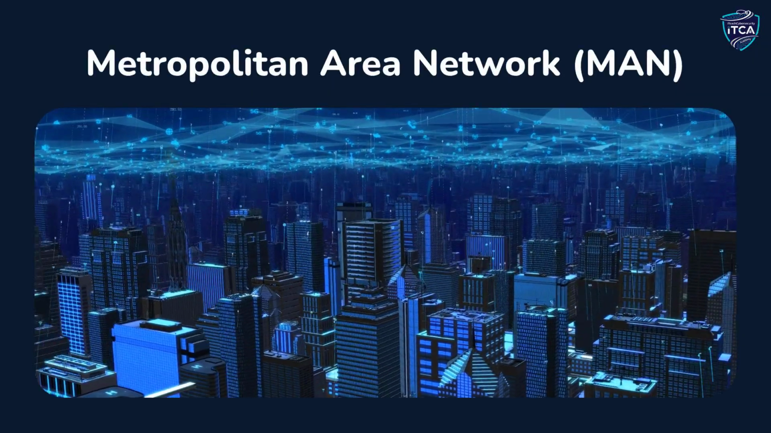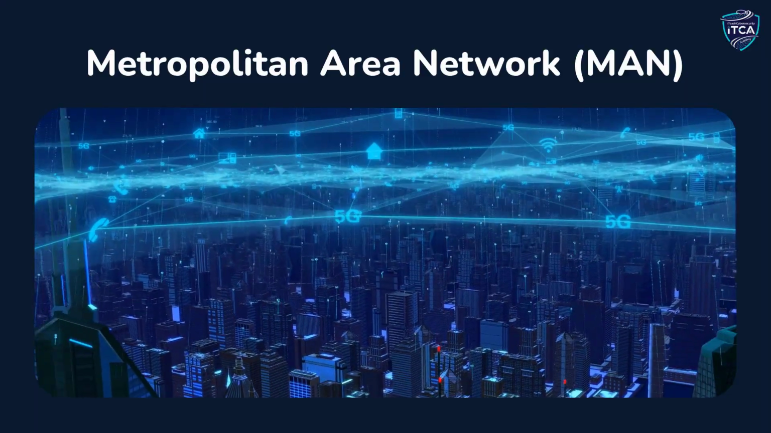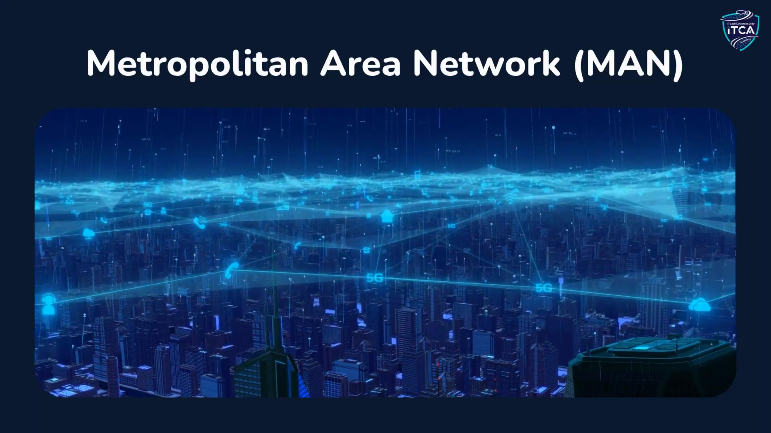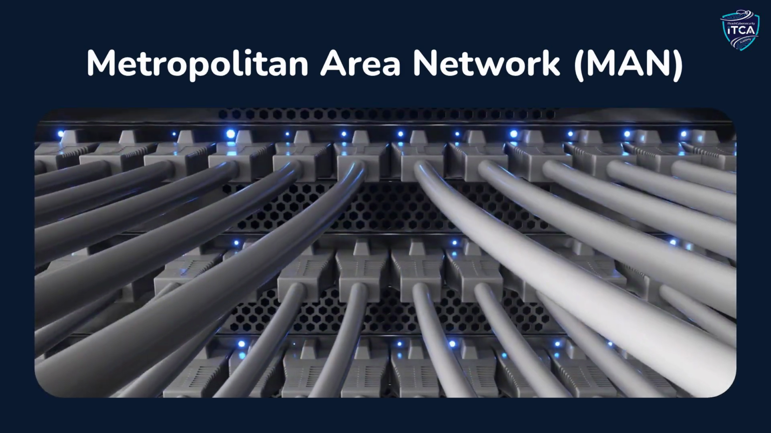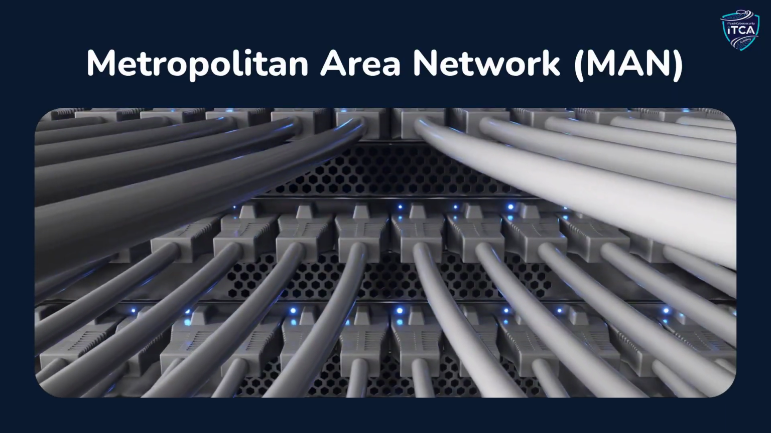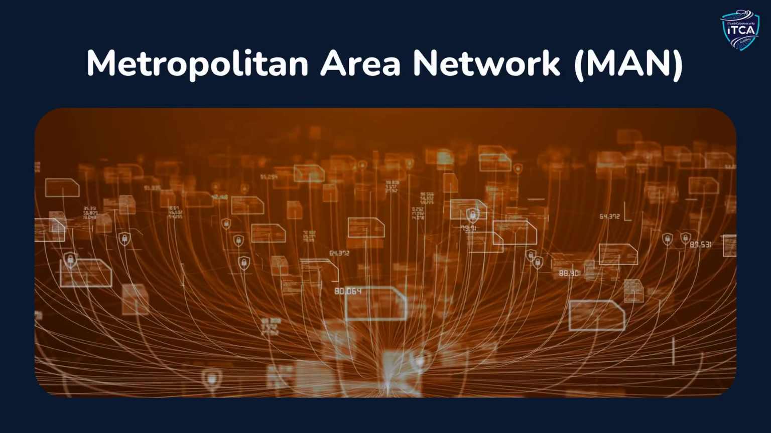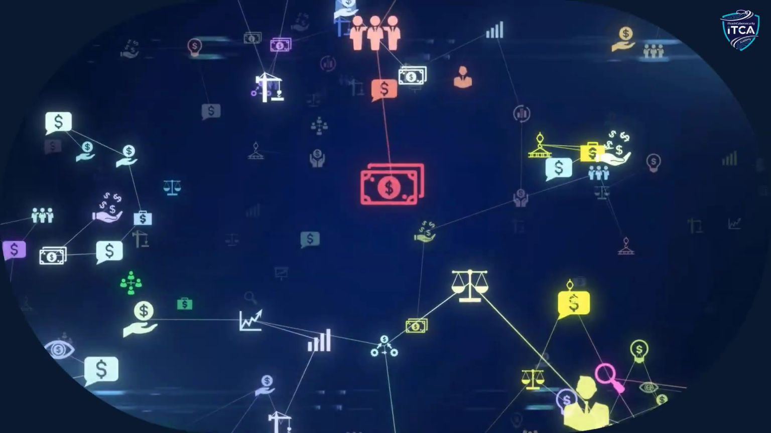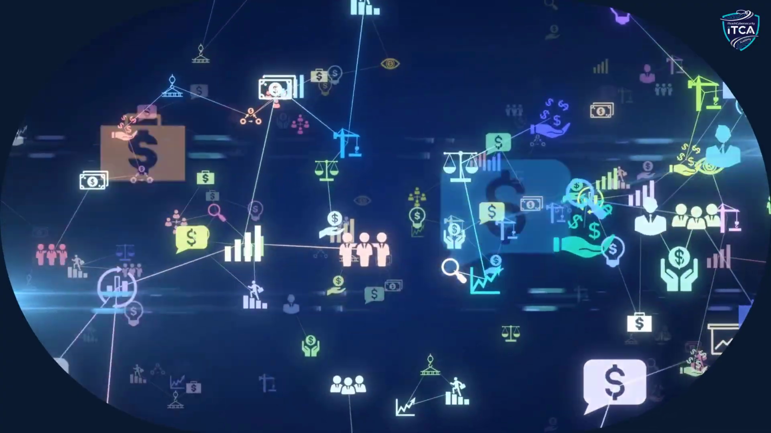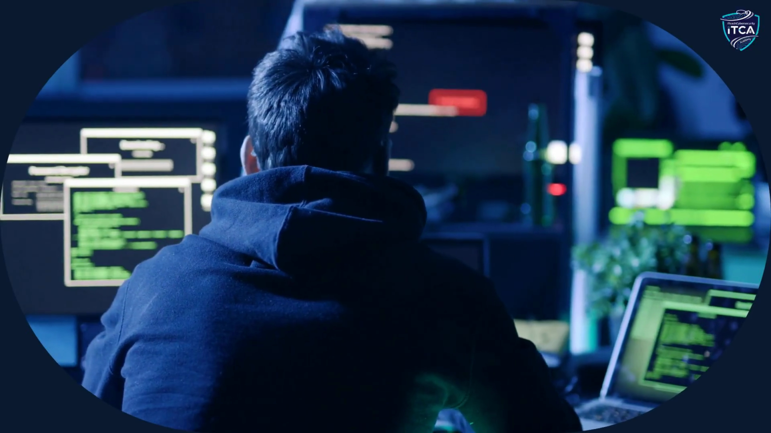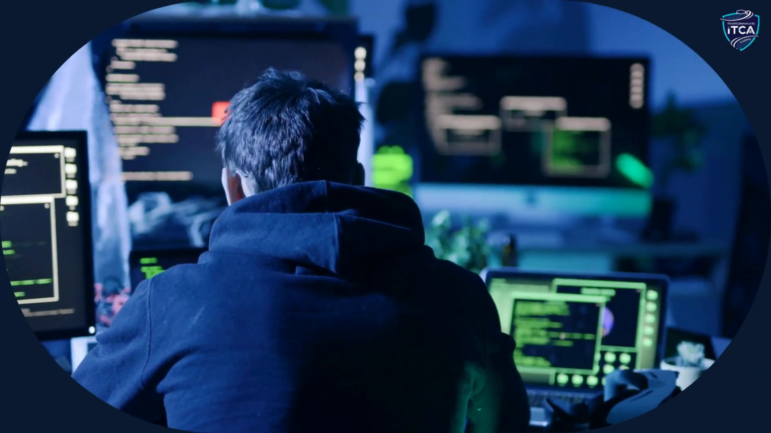A metropolitan area network, or MAN, covers a much larger area such as a city, large campus, or organization spread across multiple locations. MANs are usually created by connecting multiple LANs together. As a result, cybersecurity becomes more complex: data travels longer distances, infrastructure may be shared, and the number of access points increases. Attackers often target MANs by exploiting weak links between connected networks. To secure a MAN, organizations must implement network segmentation, encryption, centralized monitoring, and strong access controls across all locations.